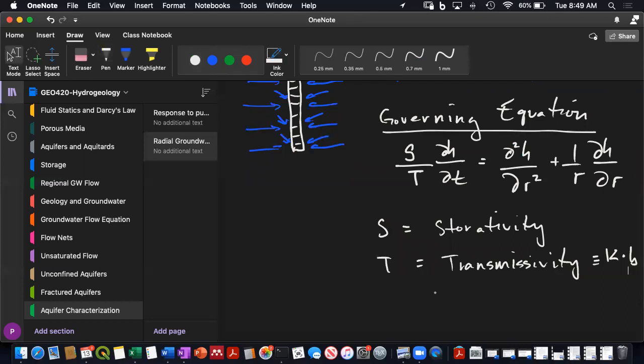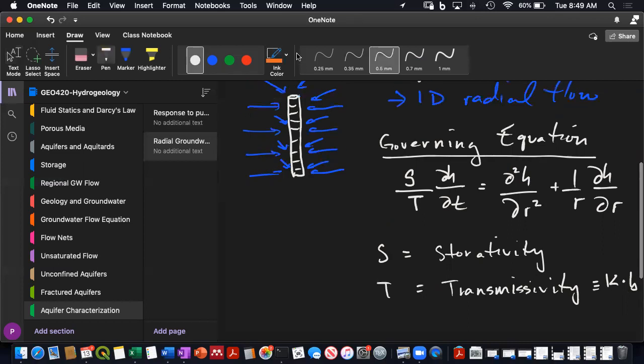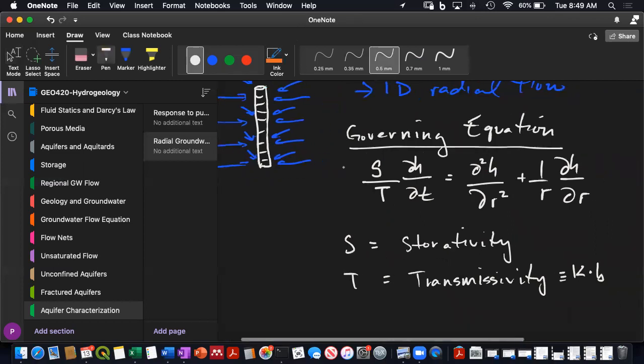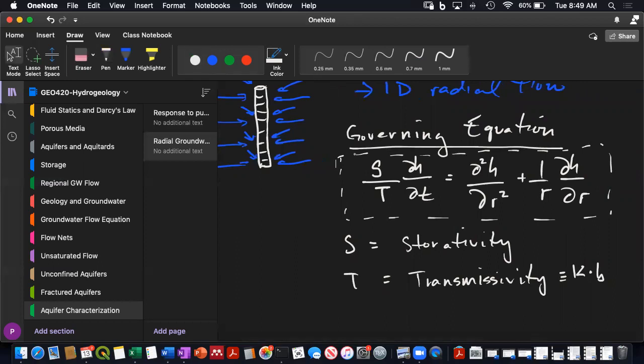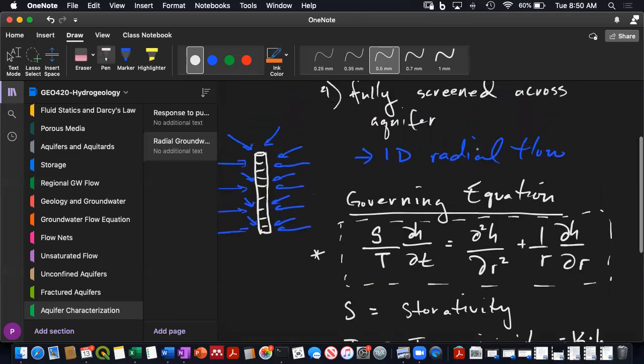All right, so for most of our pump test equations, this is the governing equation that we will be solving. You're not actually going to solve them. We'll be using boundary value problem solutions to this equation, but this is the governing equation we're solving.